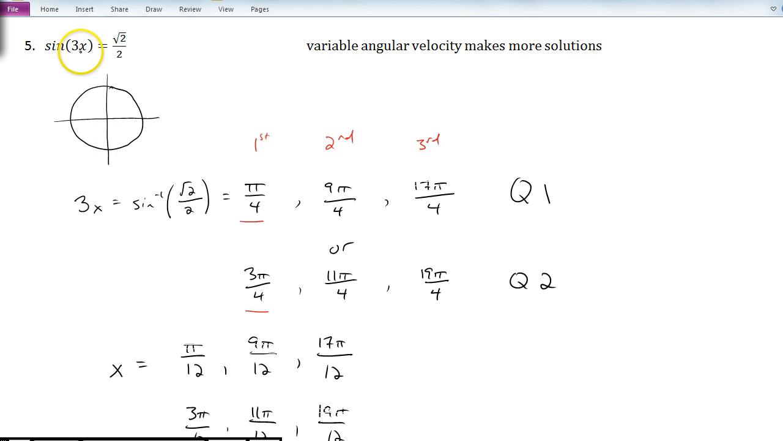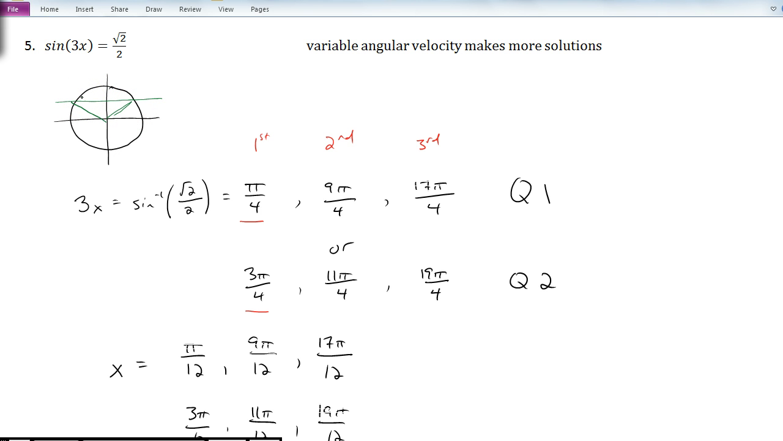So think about it. x goes from 0 to 2 pi. 3x goes 0 to 6 pi. 6 pi is 3 trips around the circle. So if you think about a horizontal line here at root 2 over 2, okay, there's a solution and there's a solution. But if we go 3 times around the circle, I'm going to have 6 solutions. 3 times hitting here, 3 times hitting here.